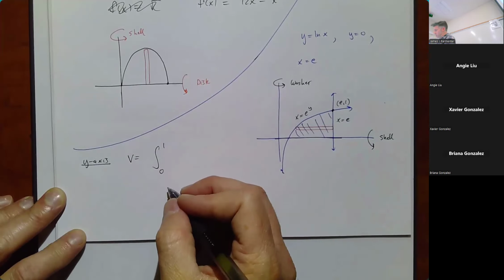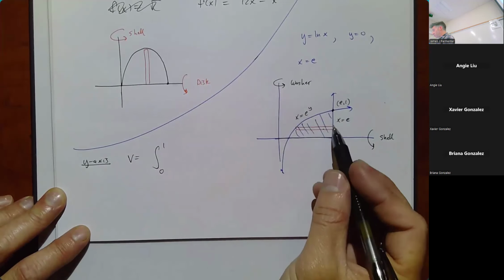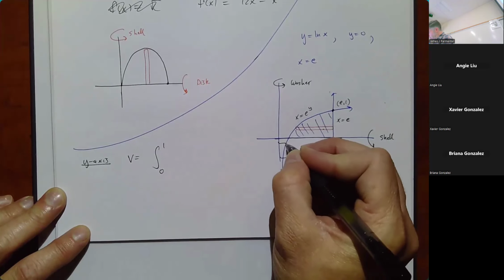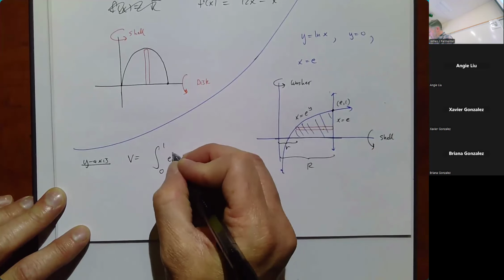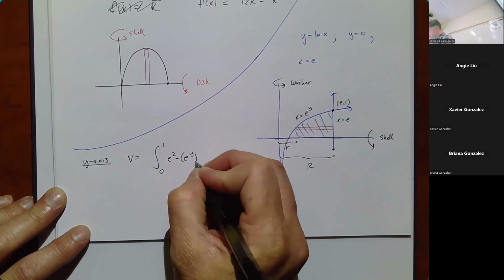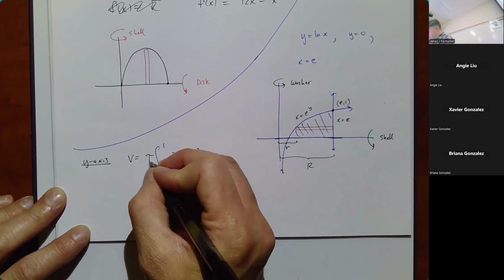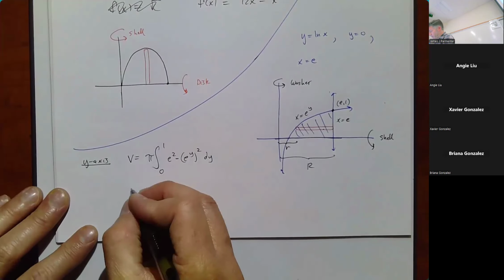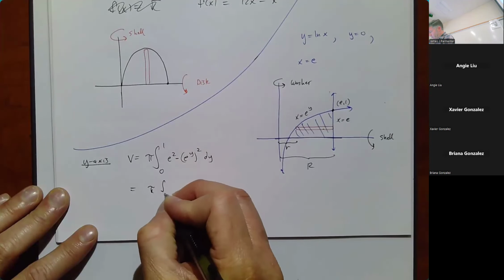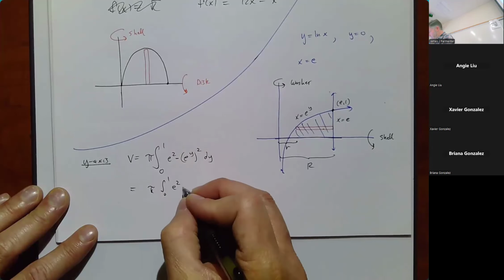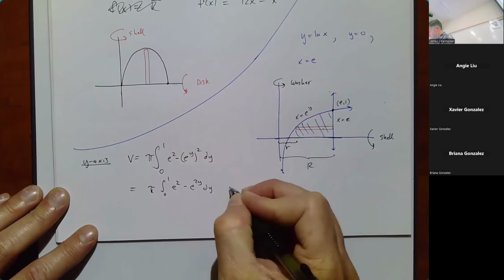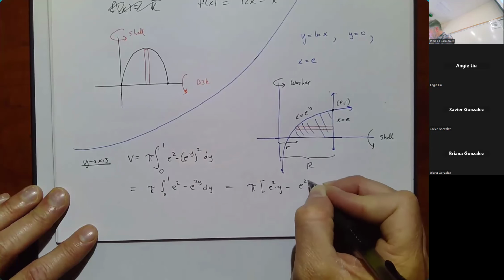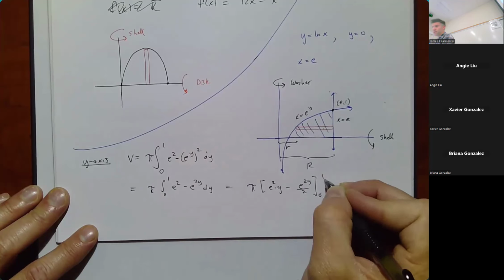And then, this is the y-axis, so I'm doing washer. So it's my big radius squared minus my little radius squared. So it's e squared minus e to the y squared, dy, don't forget the pi. And that's really not terrible to integrate at all. If you do that, it's going to be pi times the integral from 0 to 1 of e squared, which is a constant, minus e to the 2y, which just ends up becoming pi times e squared times y minus e to the 2y over 2 from 0 to 1. And that's lovely.